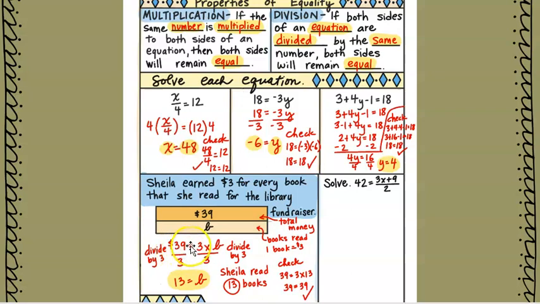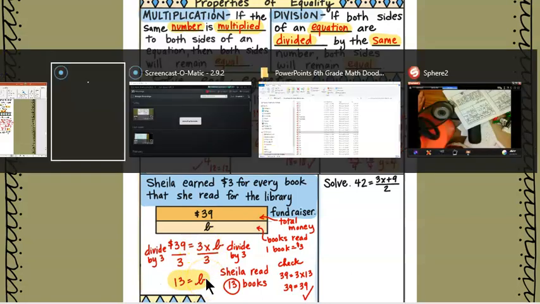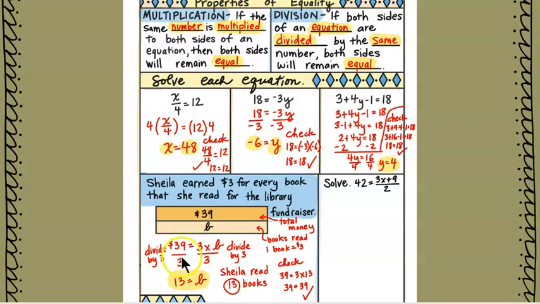So, if we go here, we've got $39 equals 3 times each book. That's how they did the problem. $39 equals 3 times one book. So, if we divide by 3 on both sides, 39 divided by 3 is 13. And 3 divided by 3 is 1, so that gives us a big invisible 1 in front of our B. And 3 times B divided by 3 is B. So how many books did Sheila read? She read 13 books.